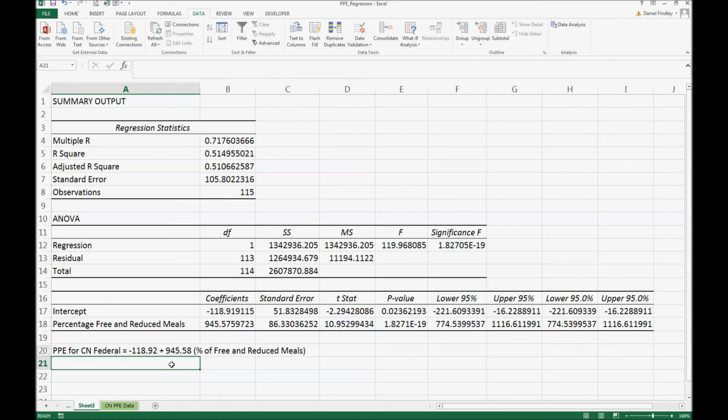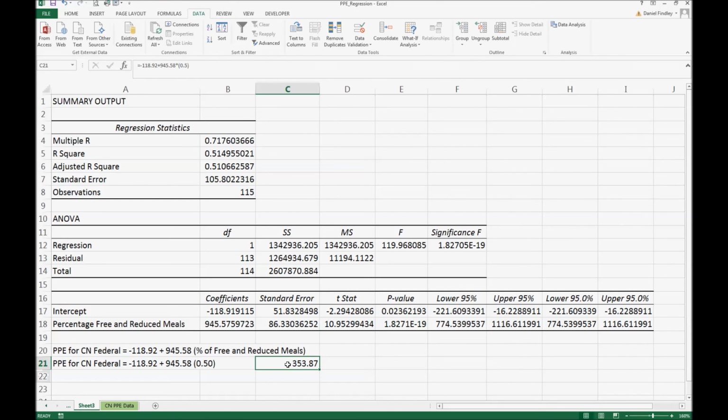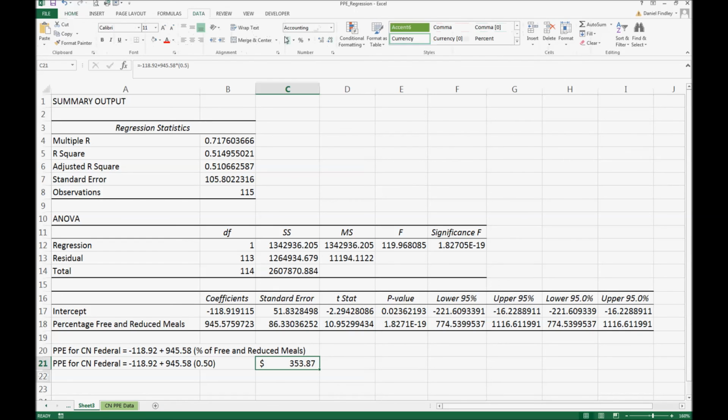So if we wanted to estimate what we would predict if we had 50% free and reduced meals, we would input 0.5 here, and we can actually do this calculation. And we would estimate that the federal government's per pupil expenditures in child nutrition for a school with 50% free and reduced meals is $353.87.